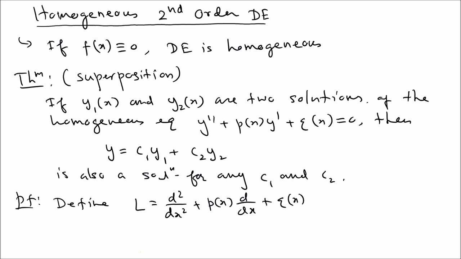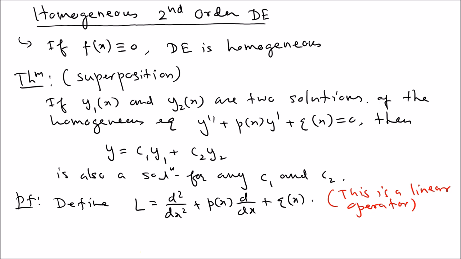And then what we call a differential operator. We define this differential operator, and we know that it is a linear operator. Linear operator means if you have a sum, you can write it as two terms, and if there's a constant, you can pull it out. That's what we call a differential linear operator. So this is a linear operator, okay?